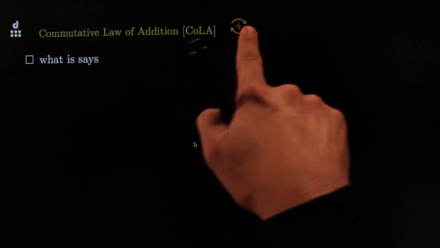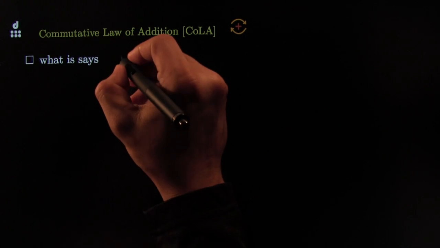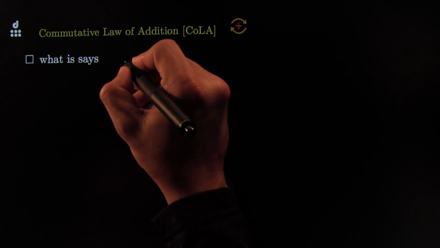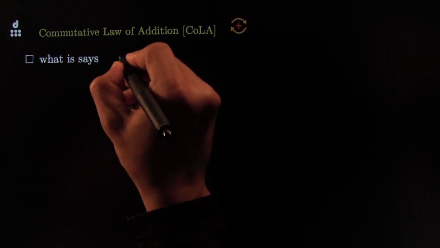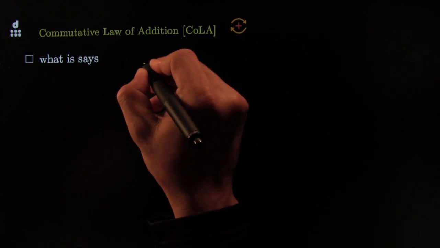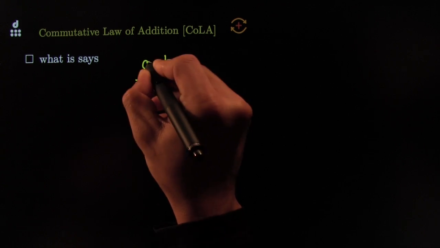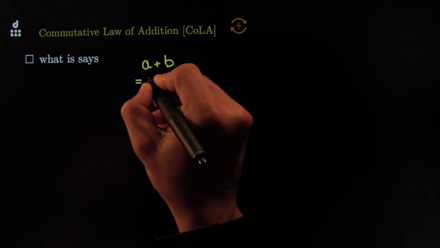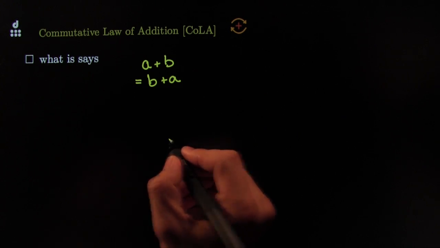Oh yeah, before we go on, I should emphasize a couple things. Here is what it says. Let's say, whoa, I'm camera shy now. It says that if I have A plus B, that's the same thing as the A commutes here and the B commutes there. B plus A. That's what it says. Okay?